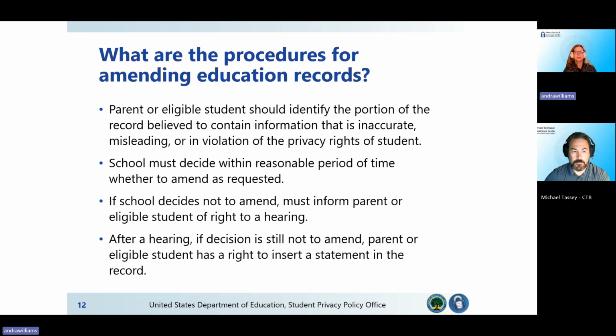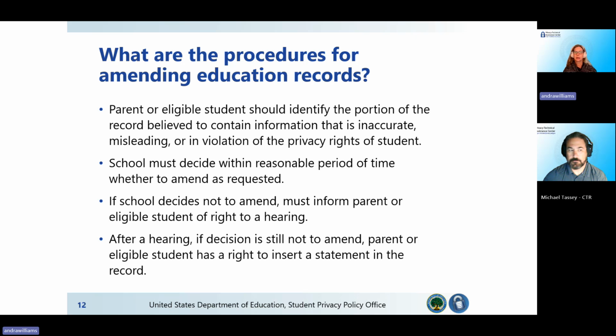Okay, so that's access under FERPA. Another of those big rights under FERPA is the right to amend the education record. And the law outlines several steps. The parent or eligible student should identify the portion of the record they believe to contain information that is inaccurate, misleading, or a violation of their privacy rights, and inform the school of the wish to amend the record. The school then must decide within a reasonable period of time whether or not to make that amendment.